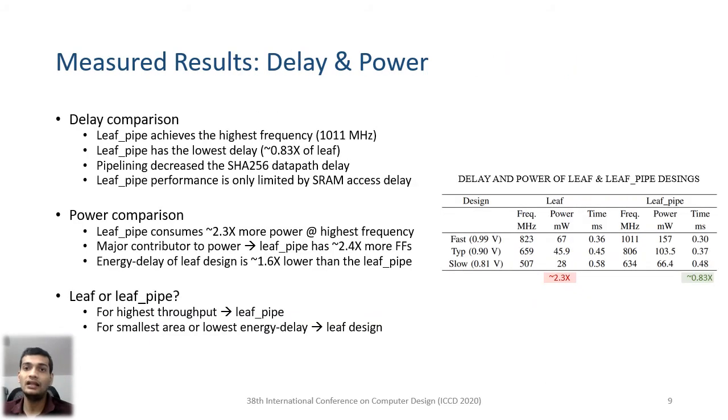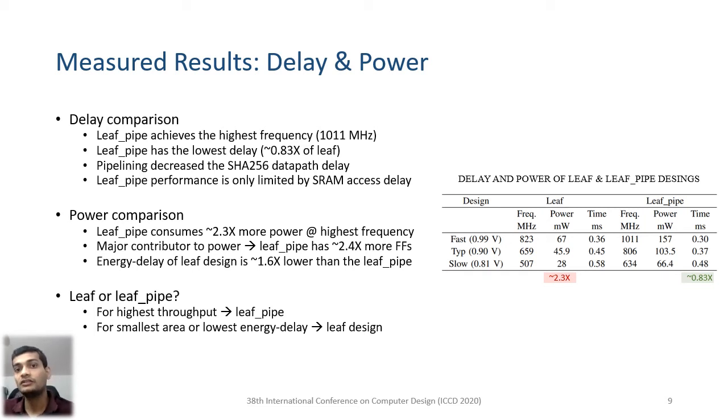Now let's look at the delay and power comparison. As expected, the LeafPipe accelerator has the lowest delay and achieves the highest operating frequency of approximately 1 GHz. While pipelining decreased the SHA-256 data path delay, the frequency of the LeafPipe accelerator is limited by the slow SRAM access delay. At the highest frequency, the LeafPipe accelerator consumes around 2.3 times more power than the Leaf accelerator.